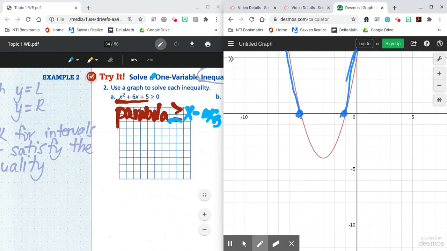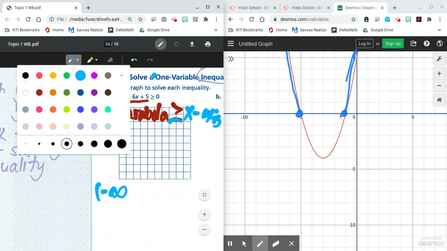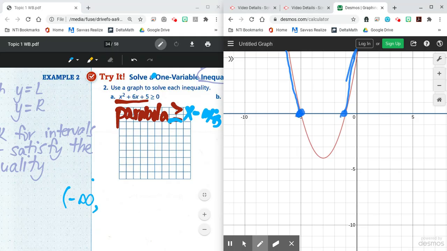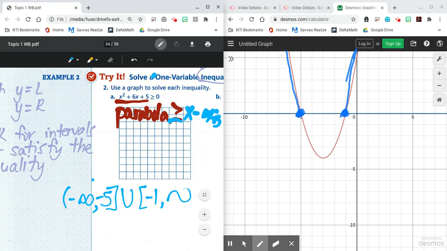So I'll say that the parabola is greater than the x-axis, or x squared plus 6x plus 5 is greater than or equal to 0, on the interval from negative infinity until that point right there, negative 5. And I do want to include it because it says or equal to. And that point right there, negative 1, to infinity.